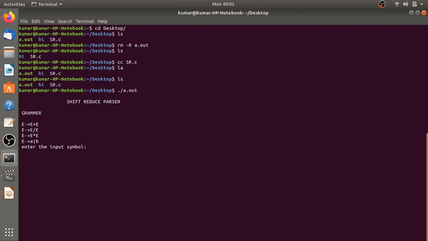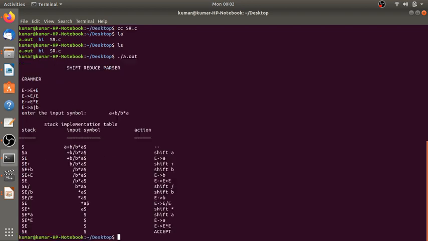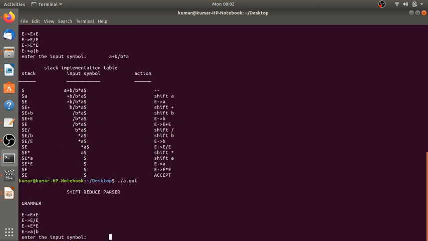It asks me to enter the input symbols. If my input is A plus B by B star A, clearly observe what terminals it is going to accept: either A or B, plus, by, or star. So A must be accepted, plus also, B also, and B star A must be accepted.